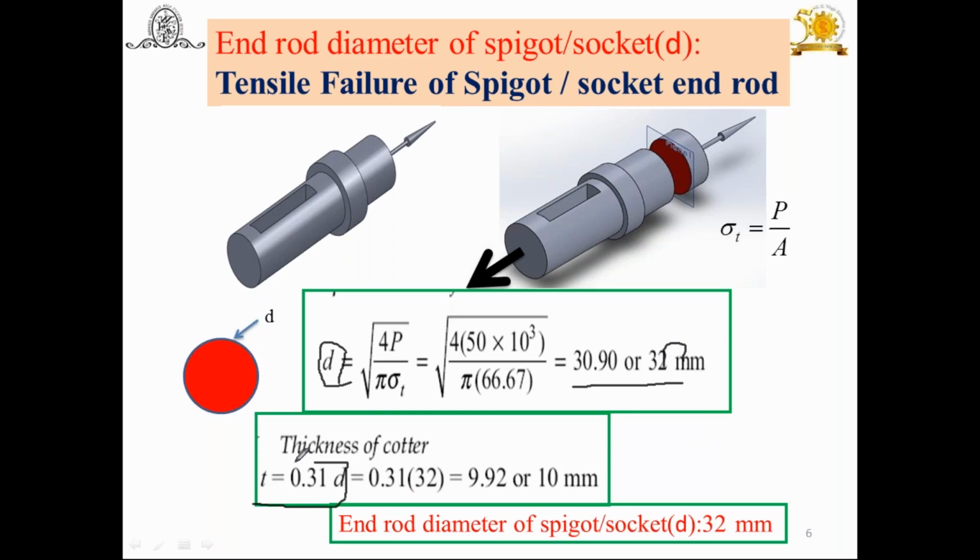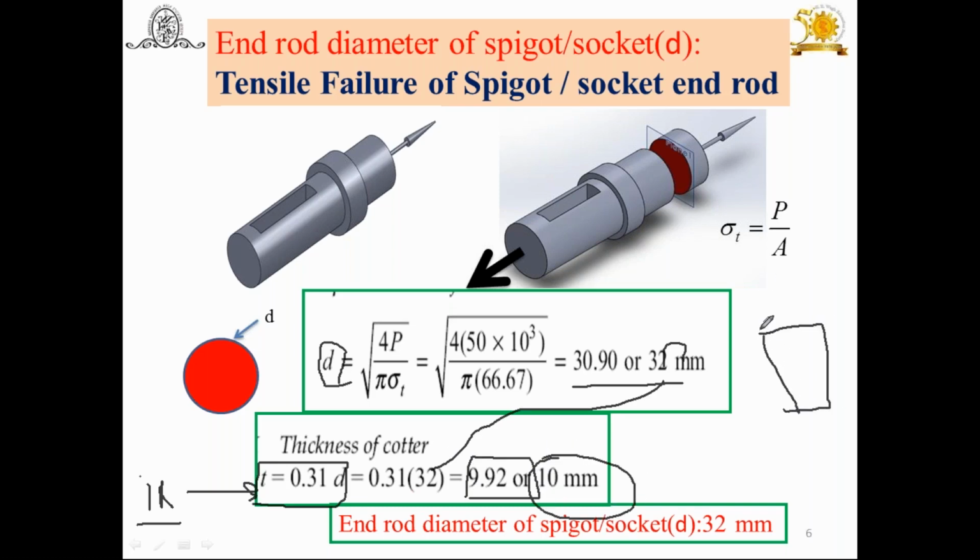Then once you have calculated d, it's 32. Yesterday I told you how to find the thickness of the cotter. You have to use the empirical relation. What is the empirical relation for thickness of the cotter? t is 0.31 into d. What is this diameter? So you will get 9.92, or equal to 10 mm. Now you should know the cotter. This is the cotter, and its thickness we have already calculated: t is 0.31 times d. Now we have the thickness of the cotter.